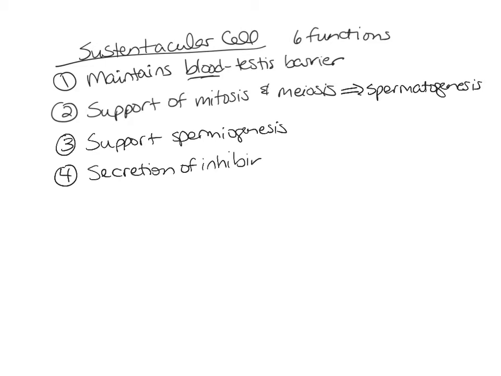Then we have the secretion of inhibin. Inhibin is a hormone. It's secreted by those sustentacular cells, or those nurse cells, and it depresses the pituitary production of FSH and maybe even the production of gonadotropin-releasing hormone from the hypothalamus. Both of those hormones regulate spermatogenesis. So what inhibin does basically is it inhibits FSH. Therefore, it is inhibiting spermatogenesis.